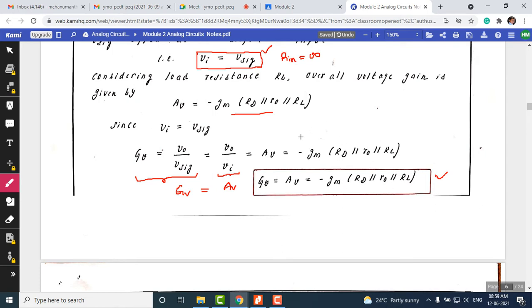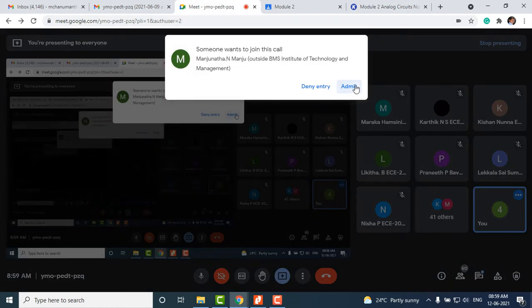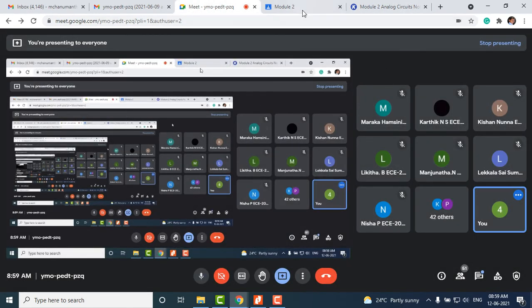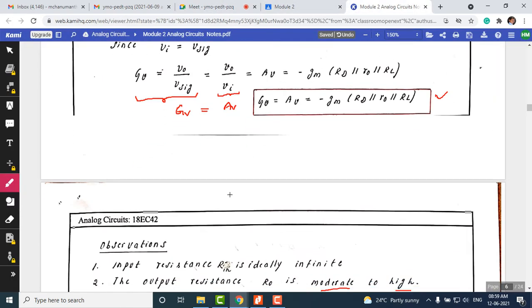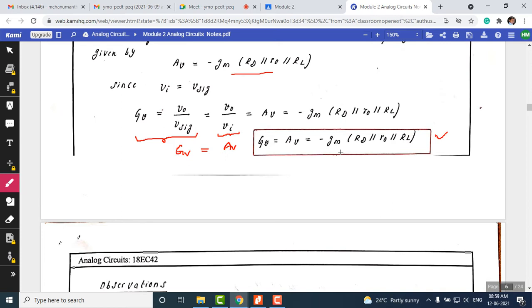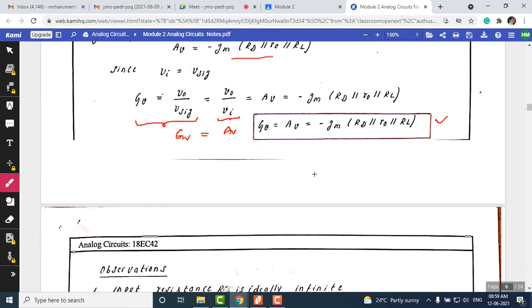Any questions about all these derivations? I hope you have understood the derivation. If there are any questions, I would like to take them up. All these formulas that we have highlighted in the box, you should remember them.